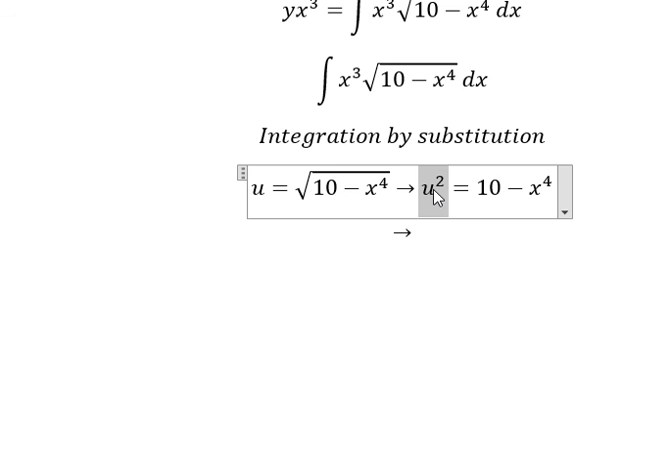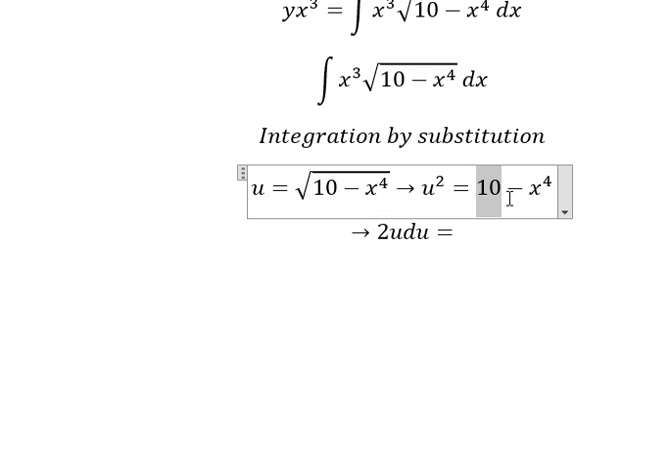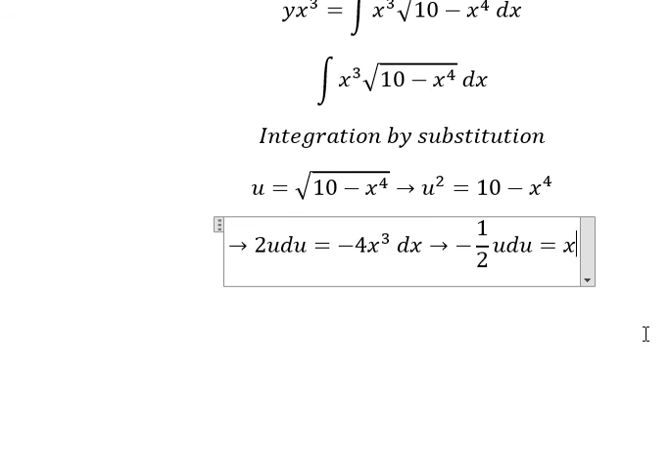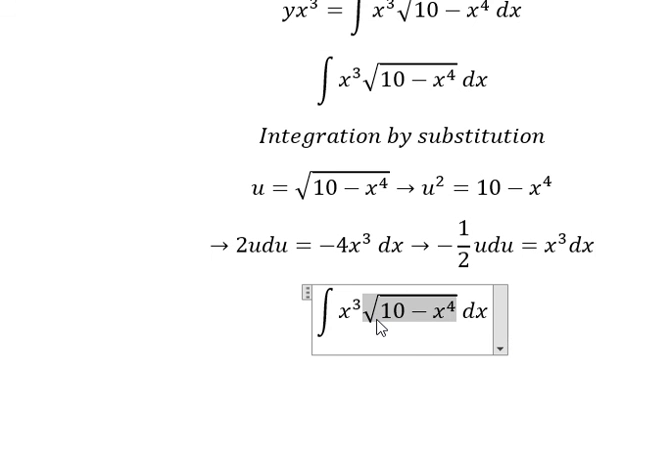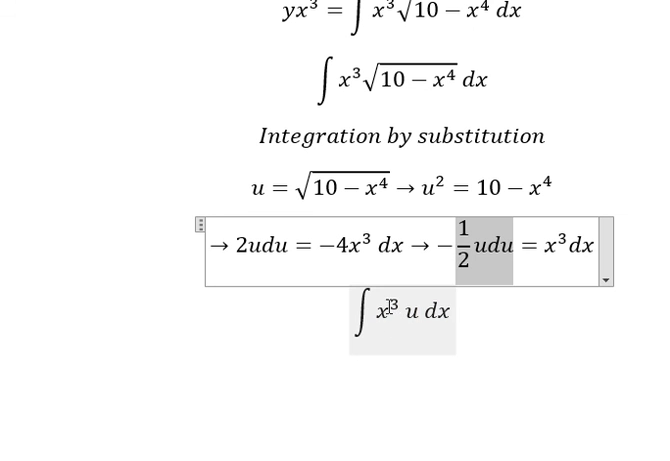The first derivative of u square, we have 2u. This one is a constant, so you get 0. This one, we have negative 4s to the power of 3 ds. Because we don't have the negative number 4, we need to divide both sides by negative 4. This one we change to u. s to the power of 3 ds we change to this one.